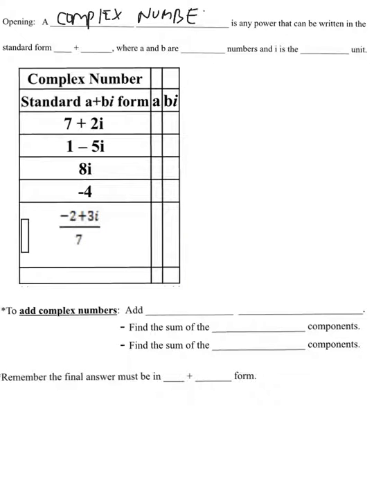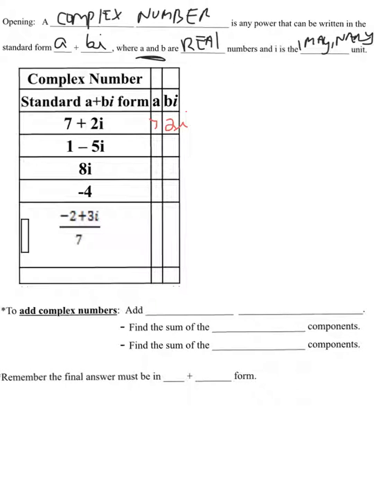So a complex number is any number that can be written in the standard form of A plus BI, where A and B are real numbers and I is the imaginary unit. Okay, so if I get one like this, 7 plus 2i, it's pretty straightforward, pretty easy overall to do. Your A is the 7, and your BI is going to be that 2i.